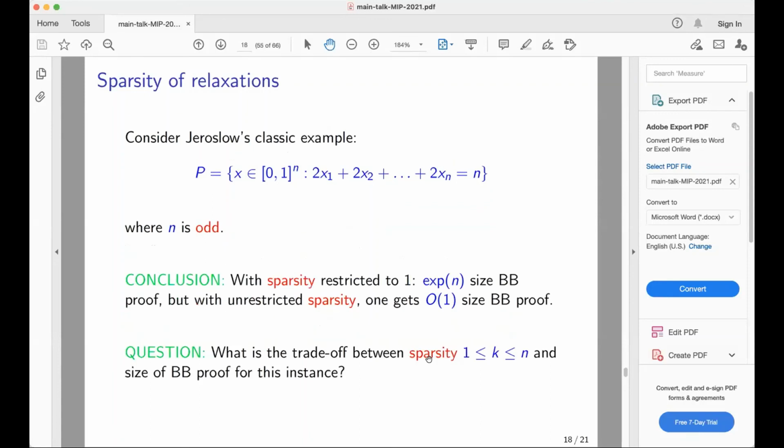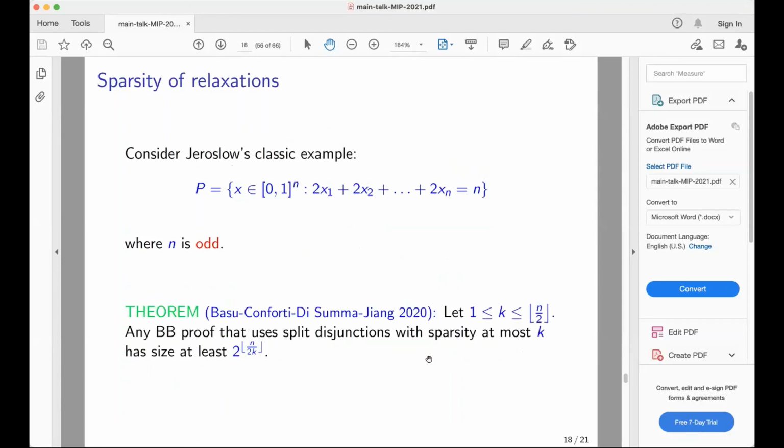So we asked, okay, what is the trade-off? Where does it really change from constant to exponential? And we have this theorem that, actually, even if you go all the way to n/2 sparsity, you will basically have exponential as long as k is essentially a constant. We have other lower bounds in our paper, which show that even if you go all the way to n/2, you still get square root of n as a lower bound on your branch and bound algorithm. But anyway, we show this smooth transition as you tweak the sparsity parameter, what happens to your branch and bound tree.